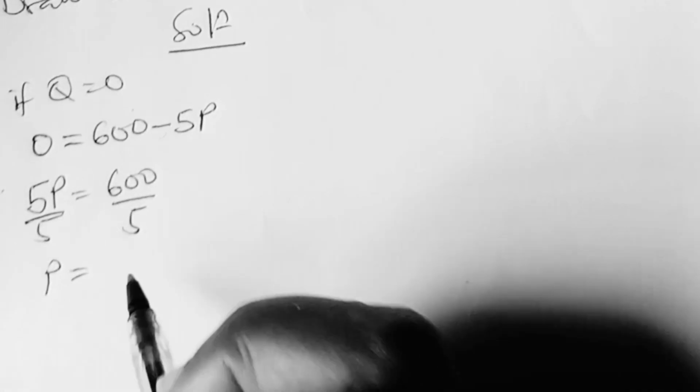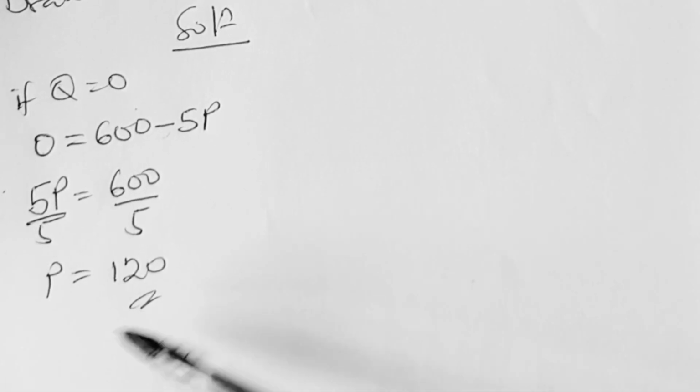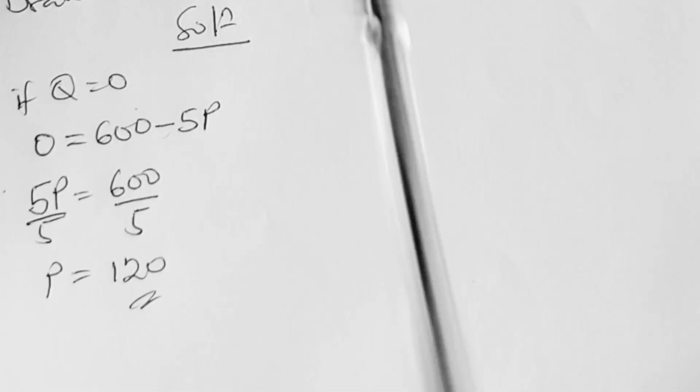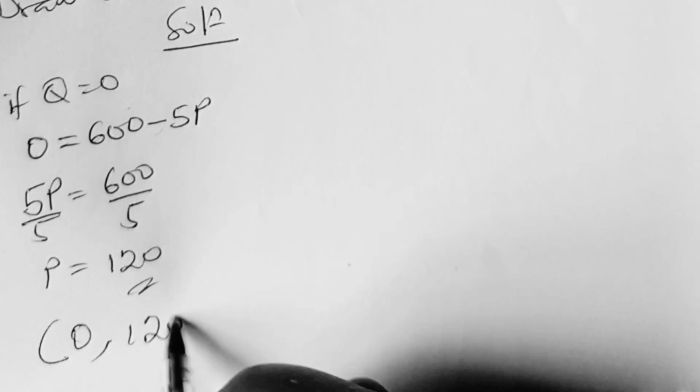Now our p equals 120. So this means that our highest price is 120 when Q is 0. When they are not buying any quantity, the highest price in this equation is 120. So Q is 0 at 120.